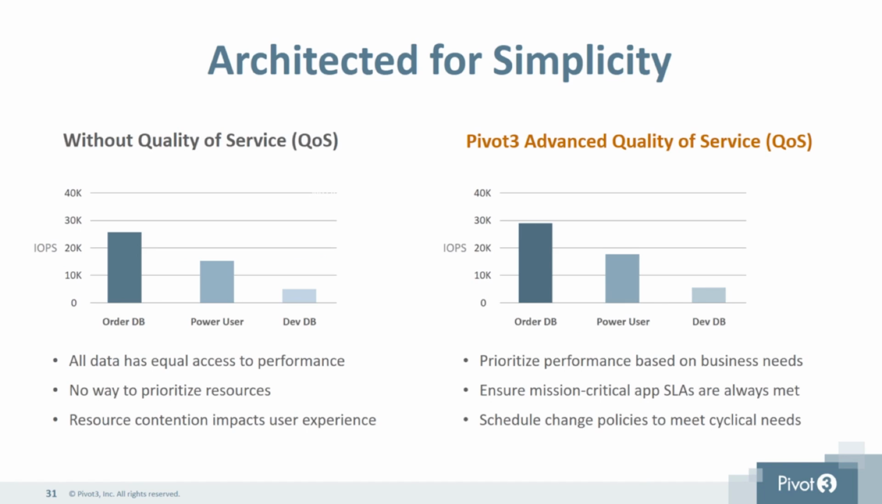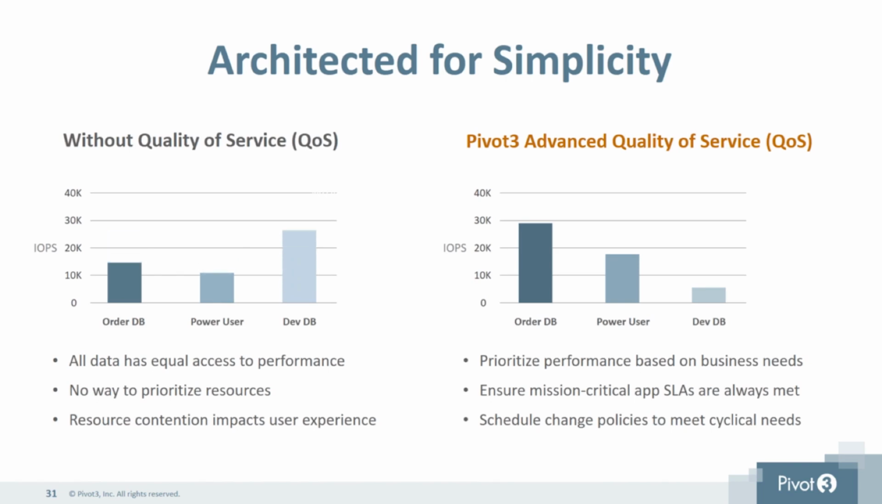And I'll give you a real world example of how this intelligence engine can be put to work. On the left, we have an example of a simple system with 3 workloads, and this would be on a traditional HCI solution. In this case, each application has equal access to the performance and there's no prioritization of resources. But the applications each have different levels of criticality to the business. So your order database might be extremely important. Your development database may not be as critical to your business as some of these others.